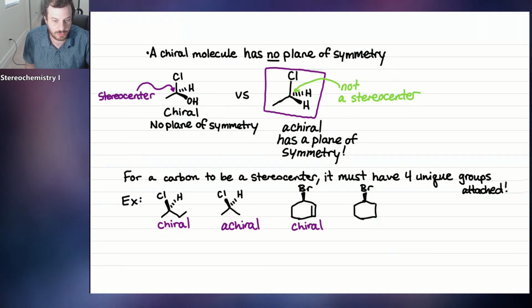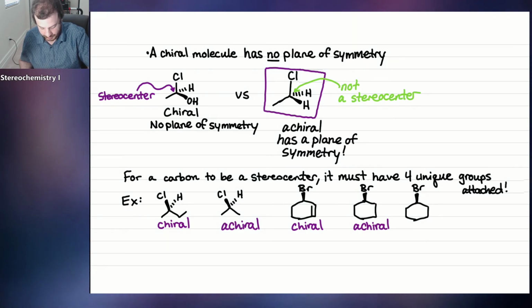Okay, same molecule as the one before, it's just no double bond now. So we have a bromine, that's group 1. We have a hydrogen, not shown, it's implicit. And then we have carbon to the left and carbon to the right. But the carbon to the left and right, they connect back together, and there's no difference between them. So the left side is the same as the right side. So that is not 4 unique attachments. That is going to be achiral. Let's take a look at another example here.